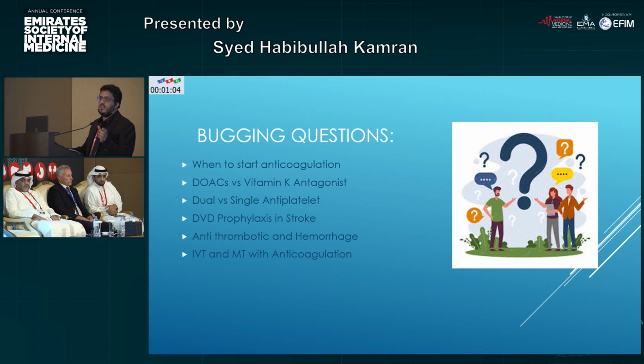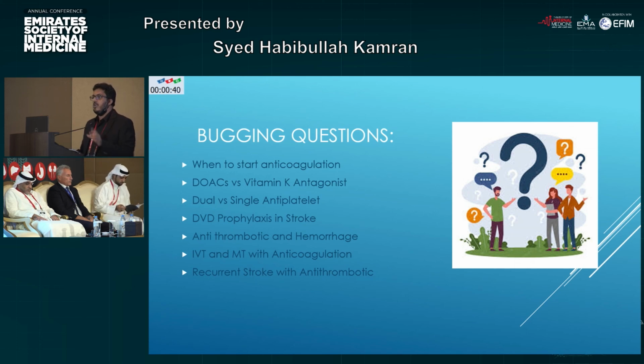Then IVT and MT with anticoagulation. If the patient is on warfarin, whether you can give thrombolysis or not, you will check the INR. If it is 1.7 or less, yes. If the patient is on DOACs, you have to wait for 2 days or do an extensive workup, and only then can you give it. For mechanical thrombectomy, yes, they can go for mechanical thrombectomy if the patient is on anticoagulation. There is no contraindication.